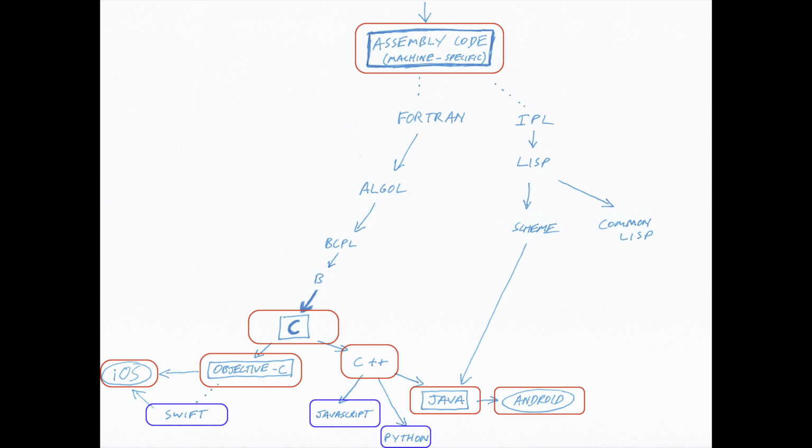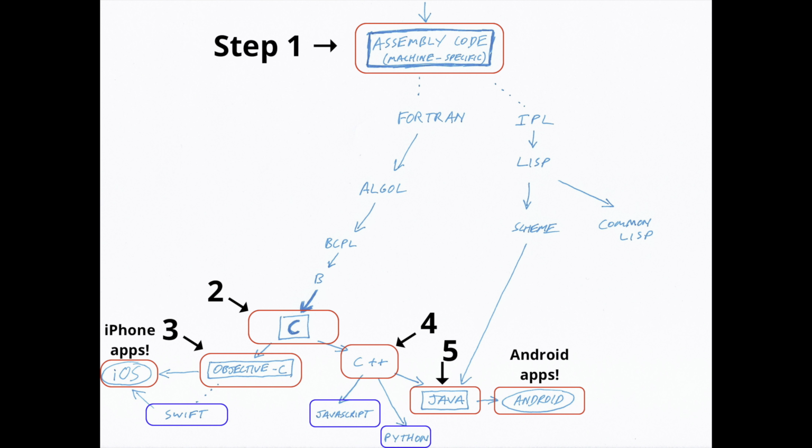So we figure, learn some assembly code so we have the gist of it. Focus on C, that seems to be the foundation of all the languages we want to learn. Then branch out into Objective-C so we can start building the iPhone version of our app. And once we've got some momentum on the iPhone version, start looking at C++ and then Java so we can start building the Android version.